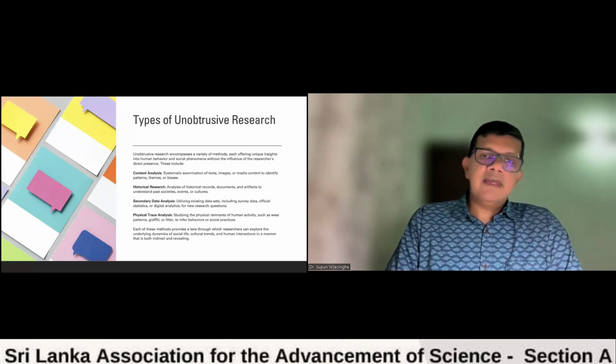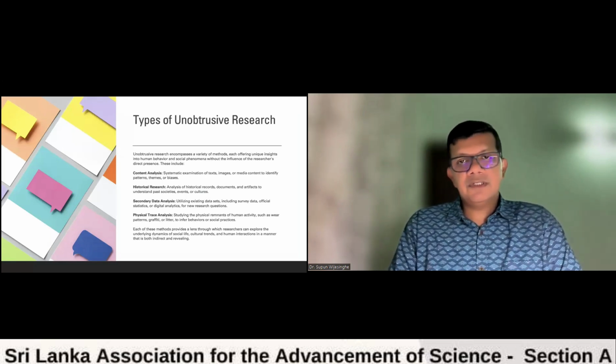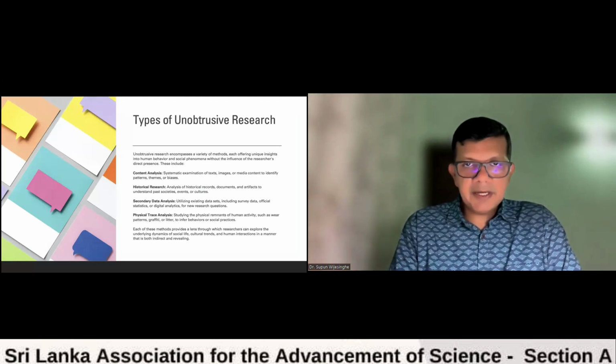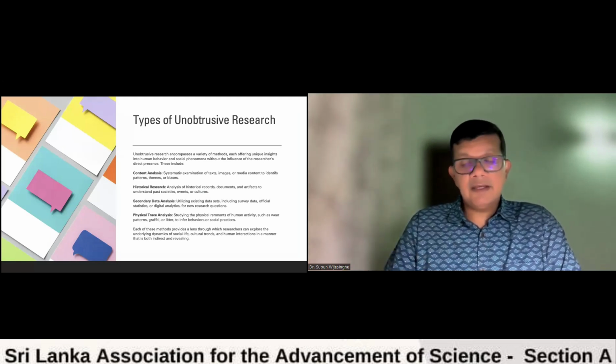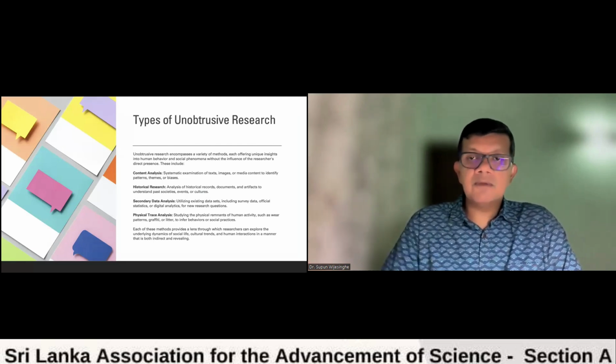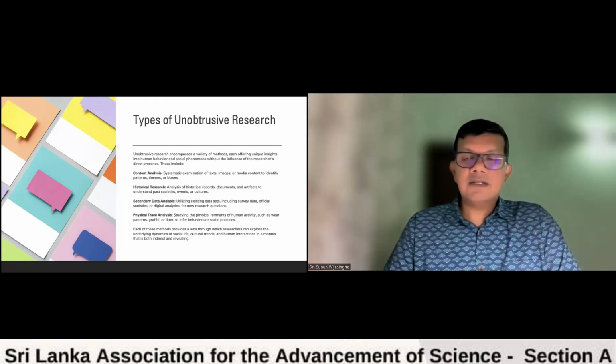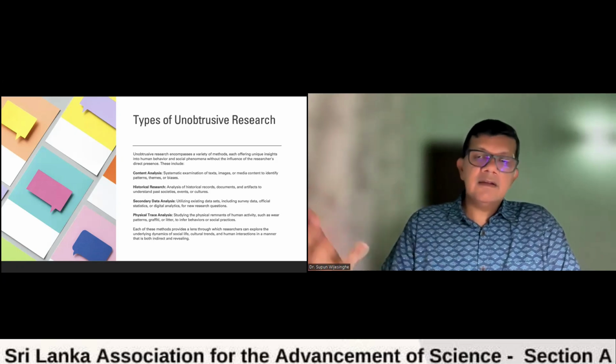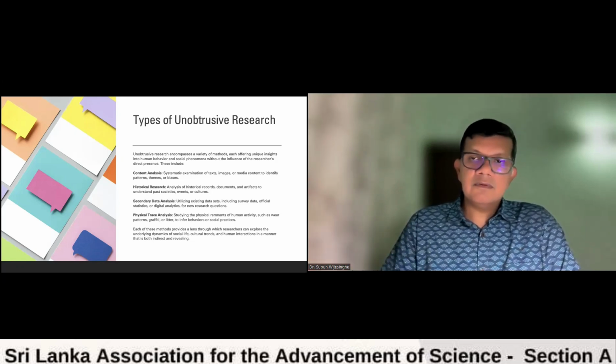Then you have various types of unobtrusive research. Observation is one type. Then you have content analysis. Like you go through all the BHTs in the record room and see what sort of problems you have observed in labor rooms and in wards.